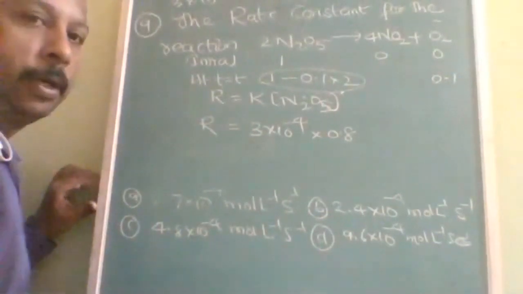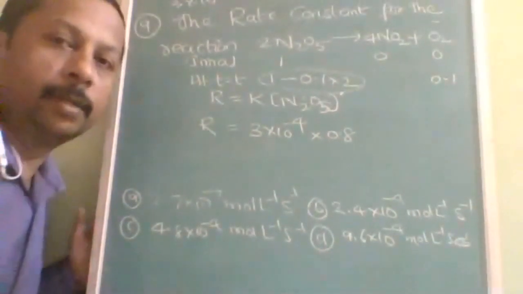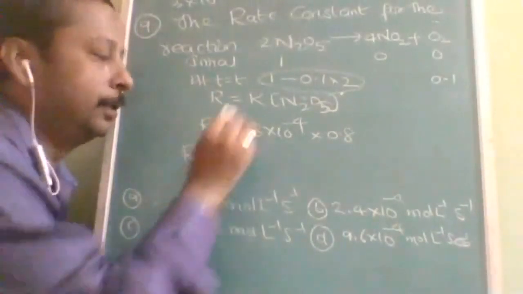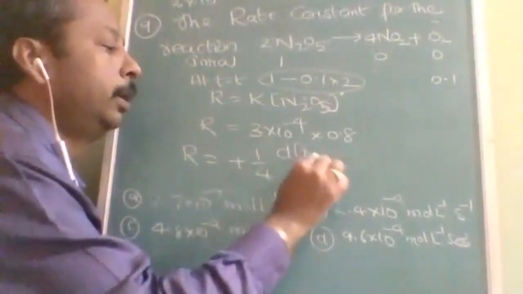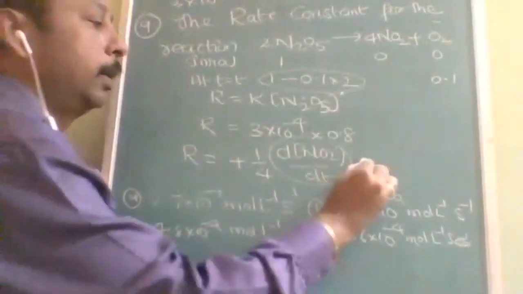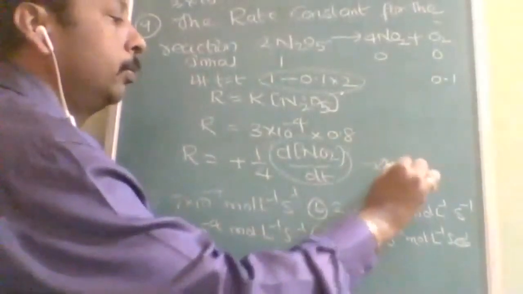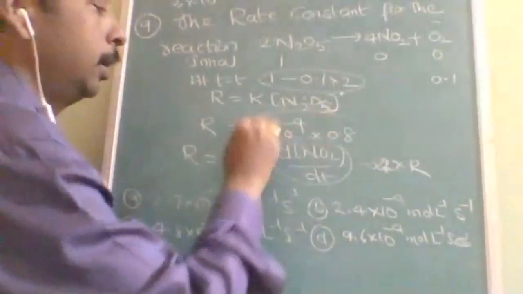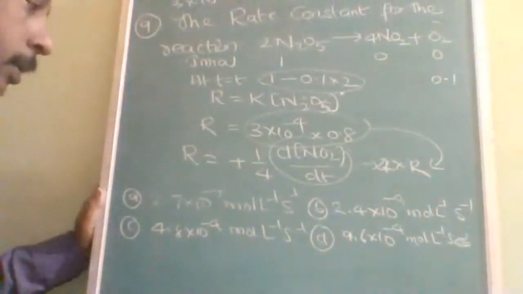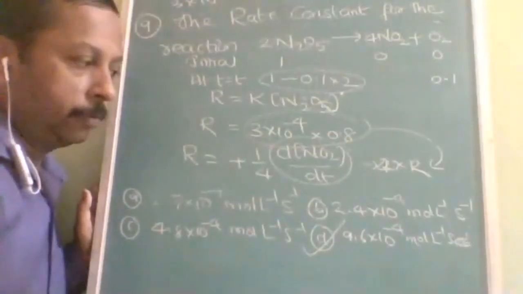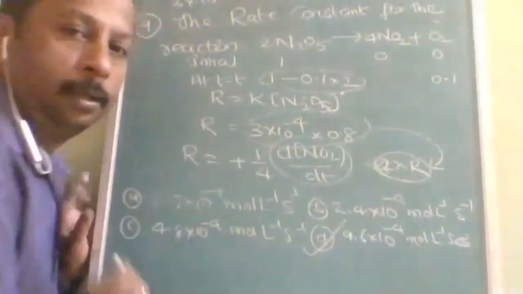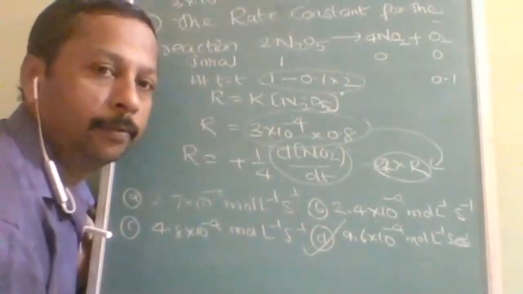But the question is not about the rate of reaction. The question is about NO2. We know, as I told you in the very beginning class, R is equal to plus 1 by 4 into d[NO2] divided by dt, or not? This is what we want, so I will cross multiply. So this is equal to 4 into R. You can substitute the R value here. Doing that, I got 9.6 into 10 to the power of minus 4. How much did I get? 9.6 into 10 to the power of minus 4. Is there any doubt about this? No doubt. Very nice.